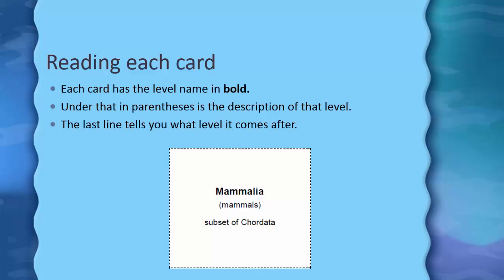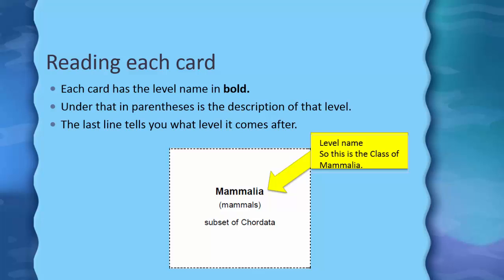So how do you read each card? Each card has the level of the name in bold, and then under that in parentheses it gives you a description or what you might commonly find in that area. And the last line tells you what level it comes after.